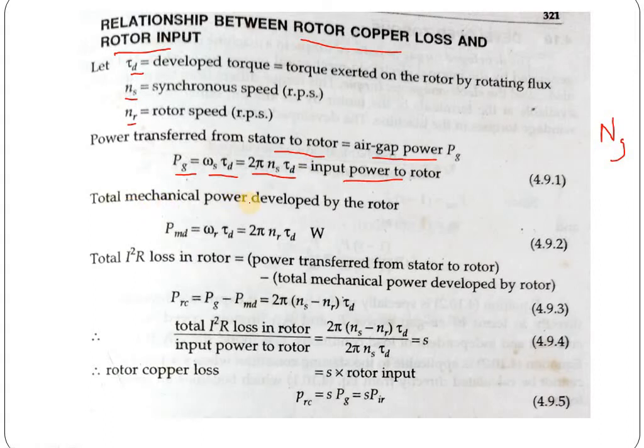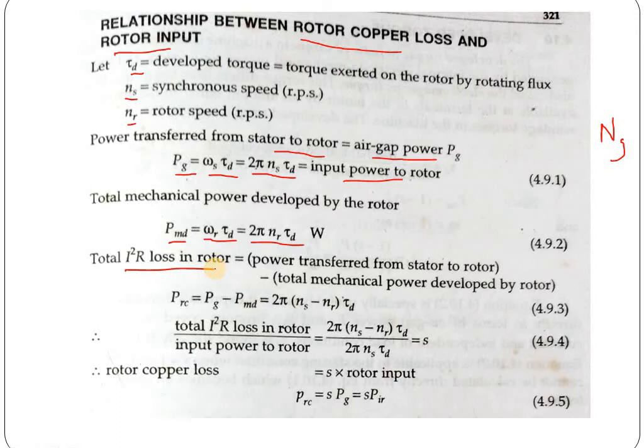Now the total mechanical power developed by the rotor is Pmg equals omega r, basically the rotor speed, into tau d, the developed torque. So it will be 2 pi nr into tau d, where nr is the rotor speed in rps. Definitely the difference between the power transferred from stator to rotor minus the mechanical power developed will be our I square R loss, or copper loss in rotor.